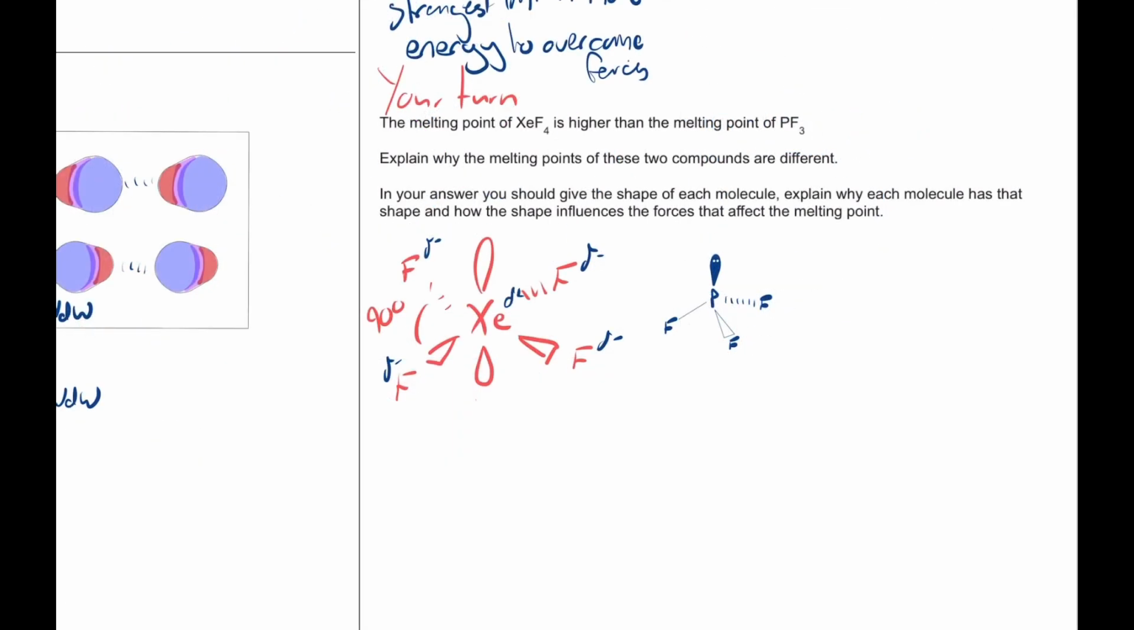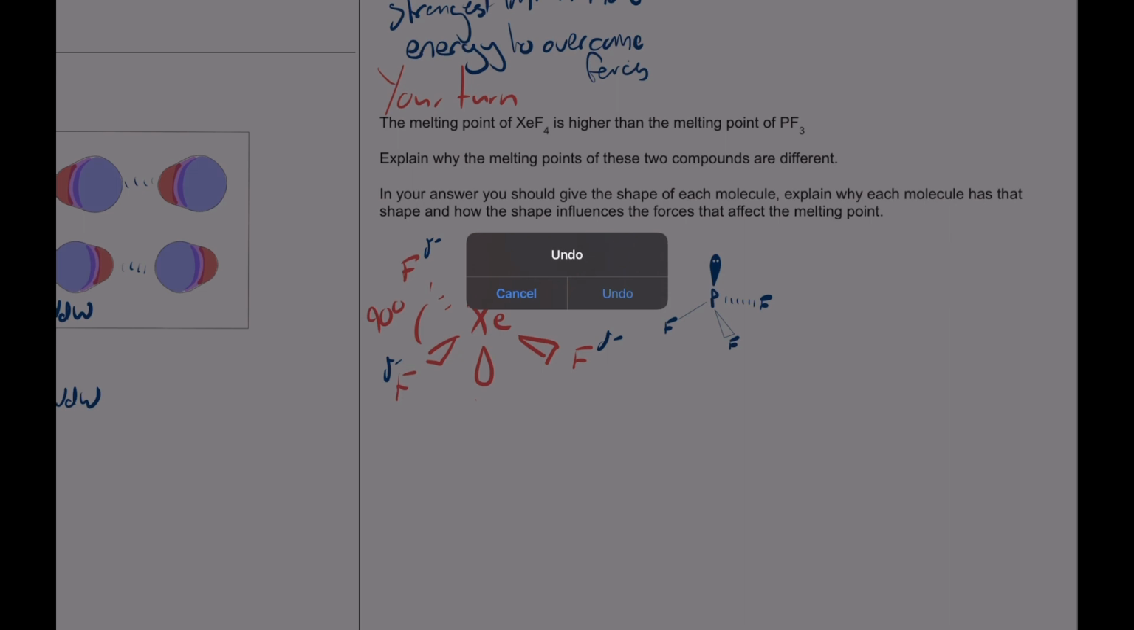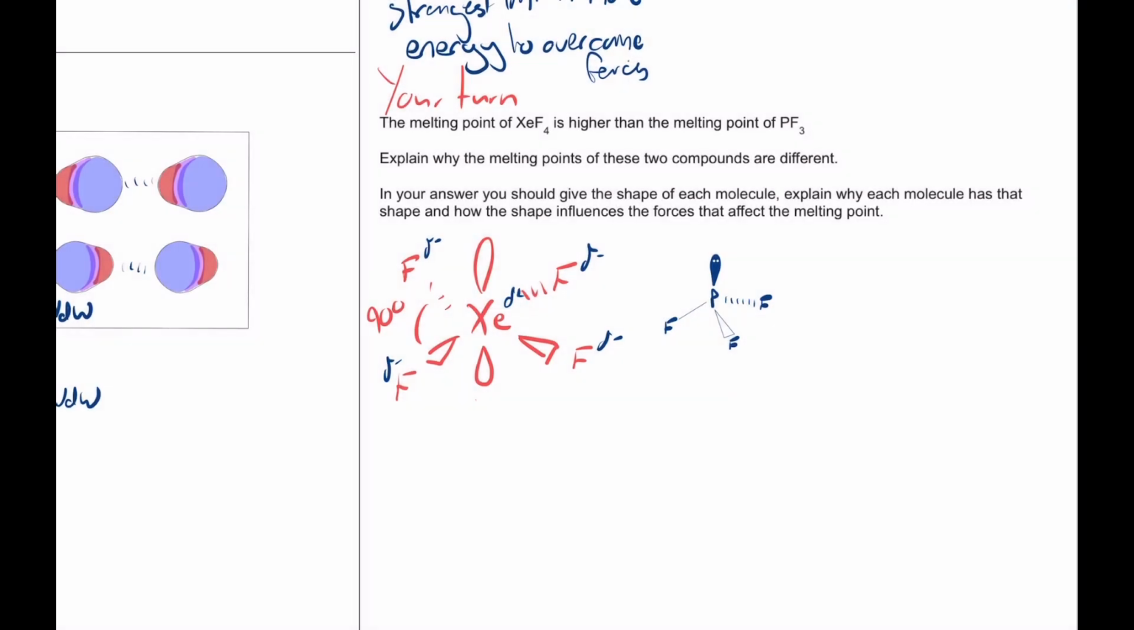simple intermolecular. So onto this one. Melting point of XeF4 higher than the melting point of PF3. Explain why the melting points are different. So we quickly need to sketch these out, which I've done already. So we've got square planar, we've also got pyramidal.